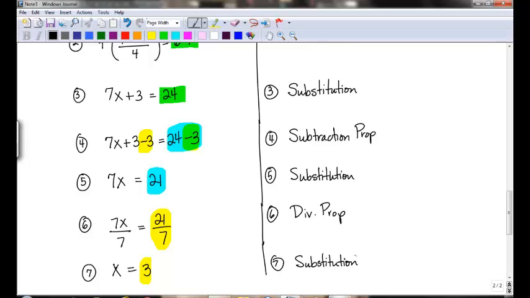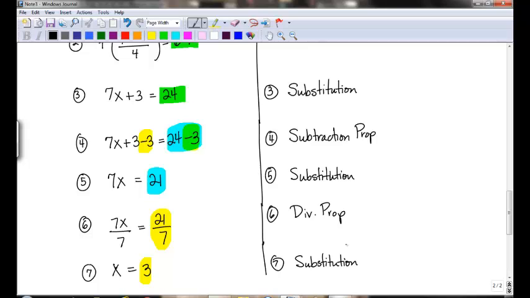Okay, so when you're doing these, you go from your step above to the next step, but you really have to look back one step and say, what did I do from here to here, and then what property is that? Okay, any questions on that one?